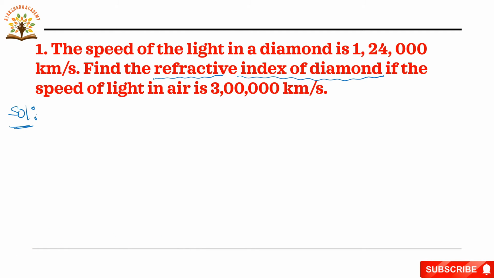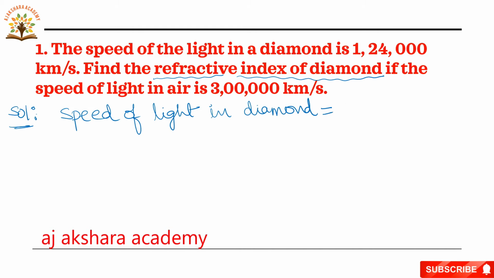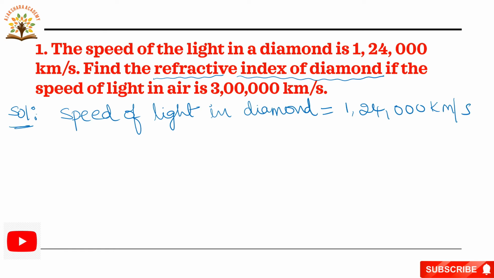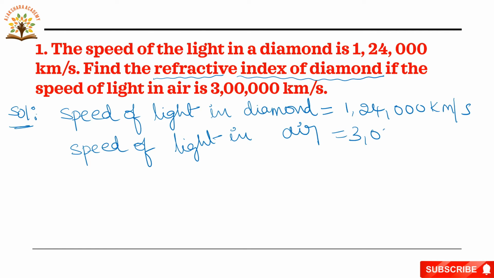Given: speed of light in diamond is equal to 1,24,000 kilometers per second, and the speed of light in air is equal to 3 lakhs kilometers per second. Now we have to calculate the refractive index.